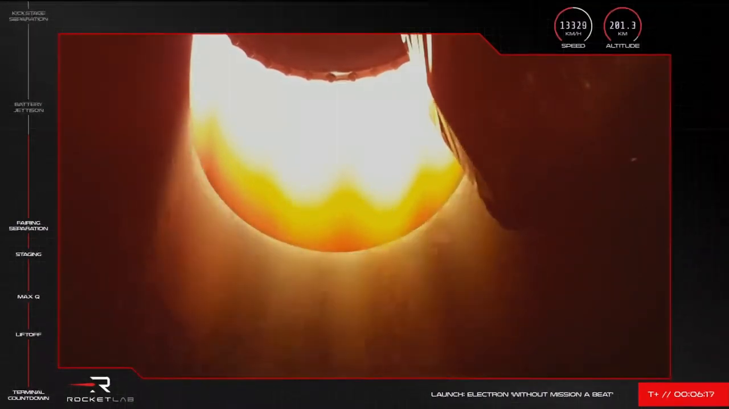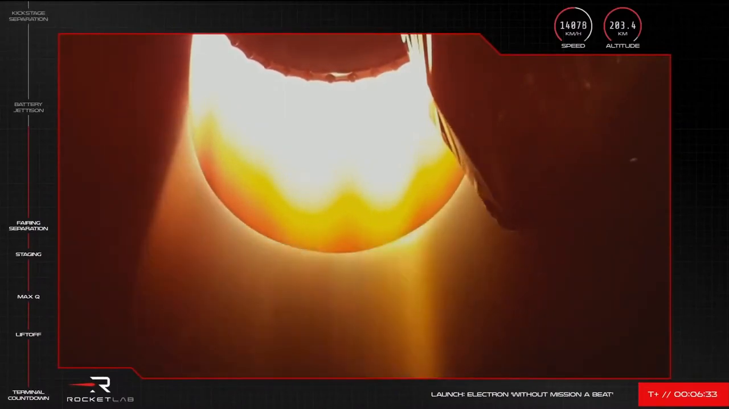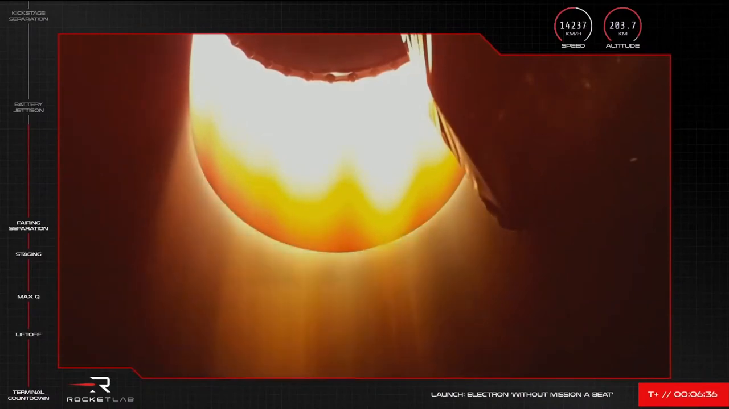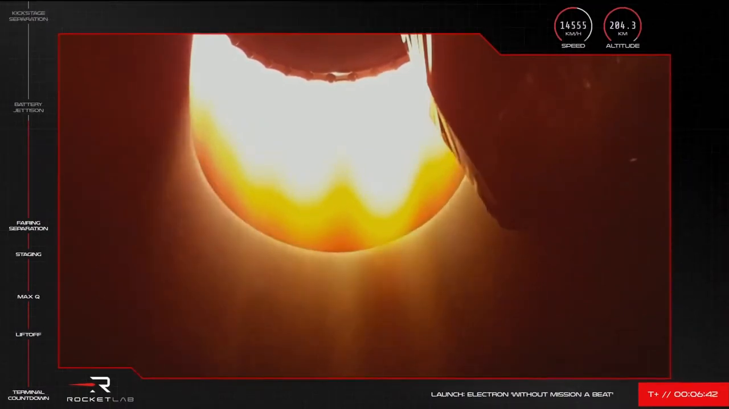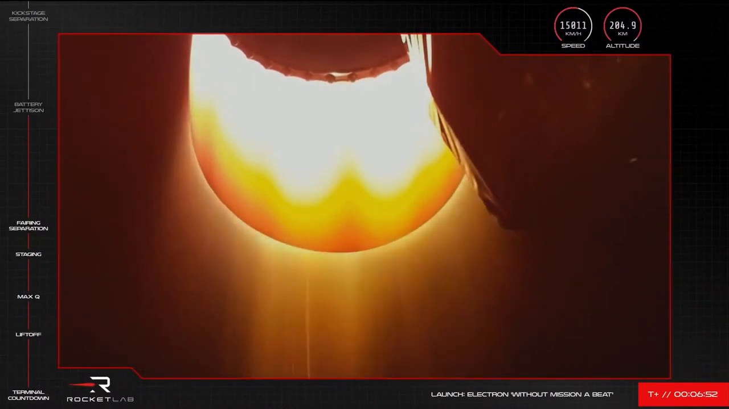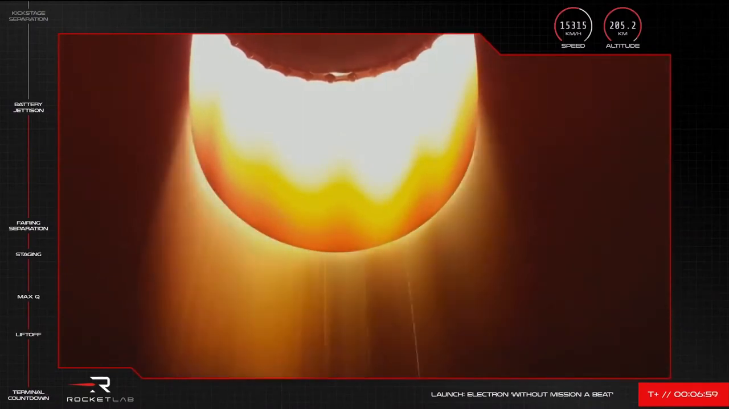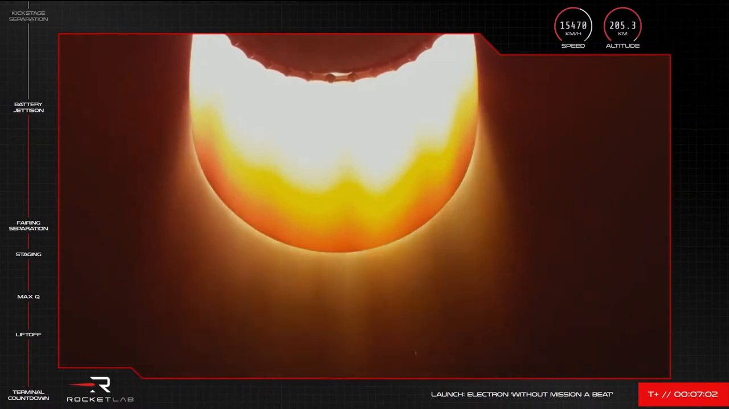20 seconds remaining. HV battery discharge nominal, approaching hot swap. Starting throttle down. Swap successful.